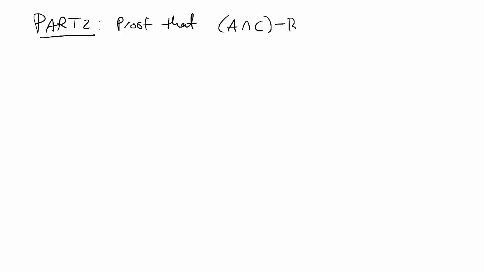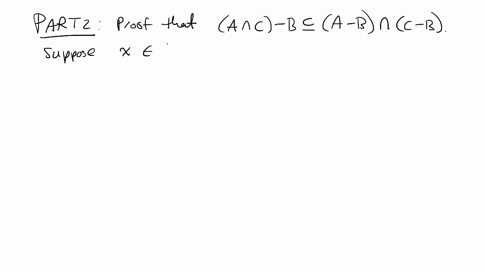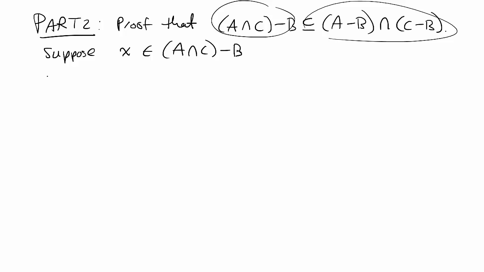So we're going to say part 2. And we are going to prove that A intersection C, set difference of that was B, is a subset of A, set difference A and B intersected with the set difference between B and C. Okay, so we're going to suppose X is an element in this first set here, and we're going to show through a series of steps that it's also going to be in this set over here. So suppose X is in there, and we're going to break it down with the definition.